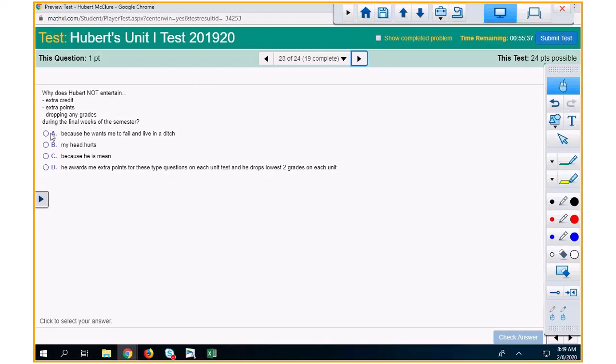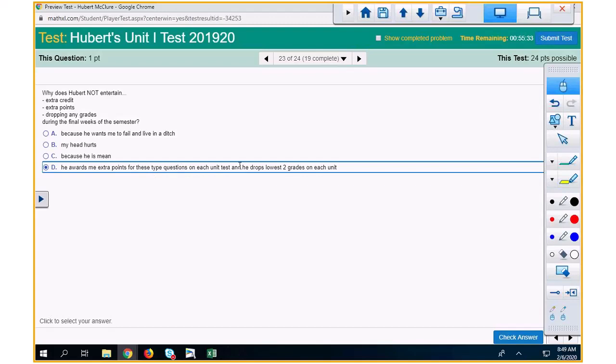Alpha is good. Alpha is a real good one. How about awards me extra points for these questions? You cannot know anything about this test and make a 30 on it just by answering these questions.